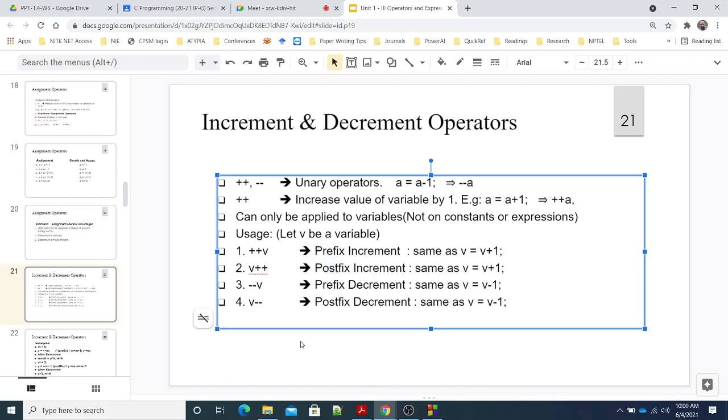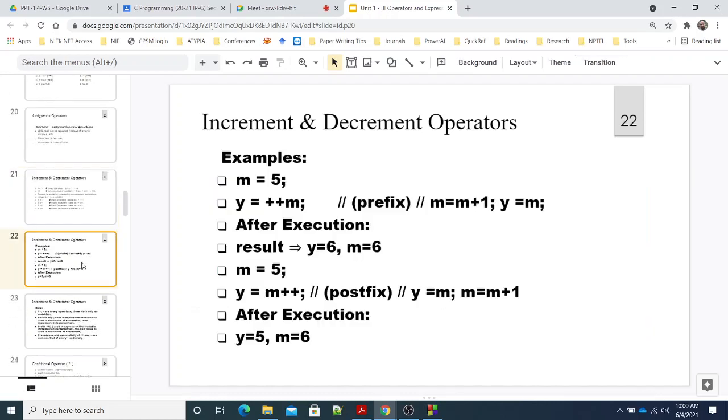Okay, but if the effect is the same, what is the need? There is a subtle, small but important difference between these two expressions, the prefix form as well as the postfix form, in certain situations. So I will demonstrate that.